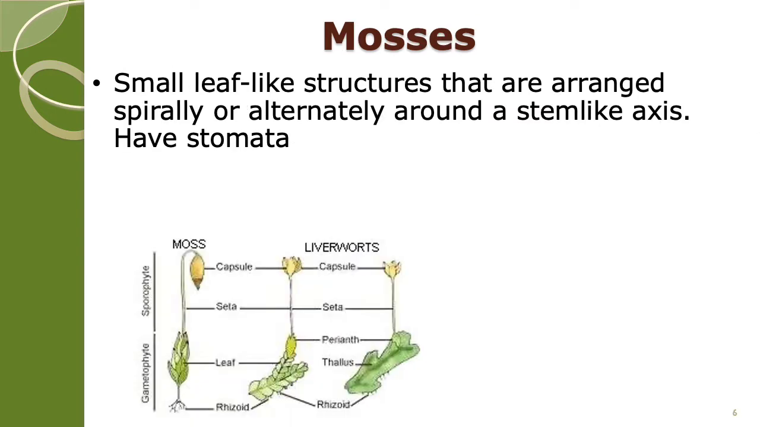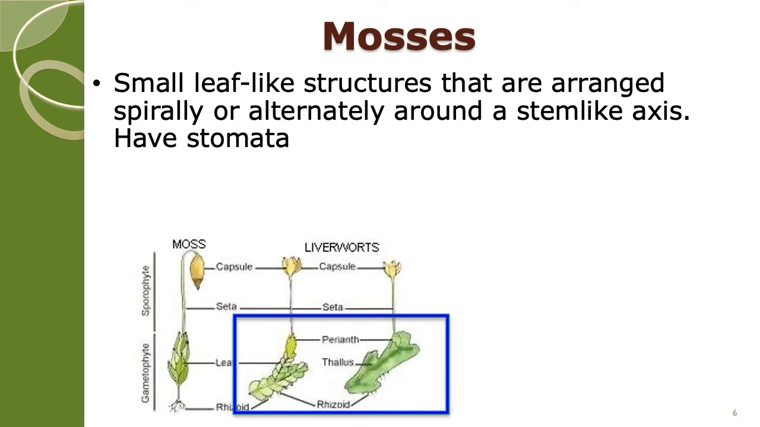Mosses are non-vascular plants that differ from liverworts in the way their leaf-like structures are arranged. So mosses show these small leaf-like structures, as you can see in the figure in the blue box, that are arranged spirally, or alternately they can be arranged around a stem-like axis. And these structures do have stomata. So in the case of mosses, stomata have evolved, however they would normally not be present in liverworts.